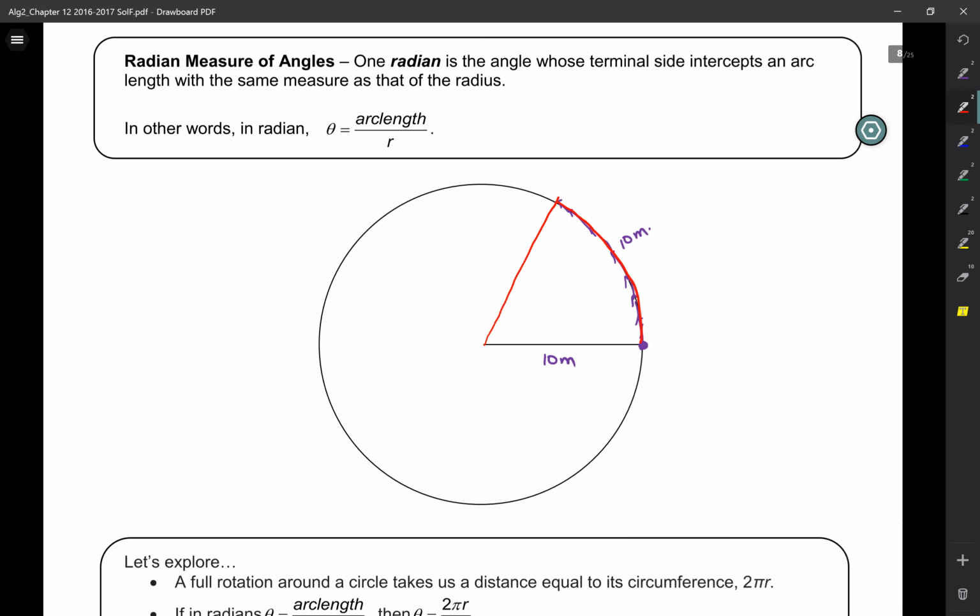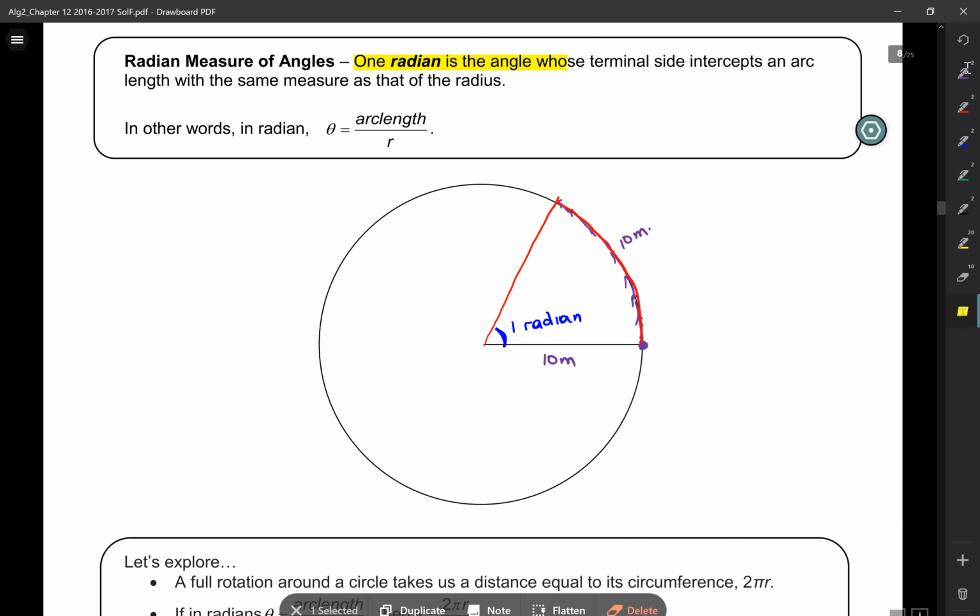When that happens, the angle that you've created has a measure of 1 radian. So that's what a radian is. 1 radian is the angle whose terminal side intercepts an arc with the same measure as that of the radius. So you would never be asked for the actual measure in meters of that angle?